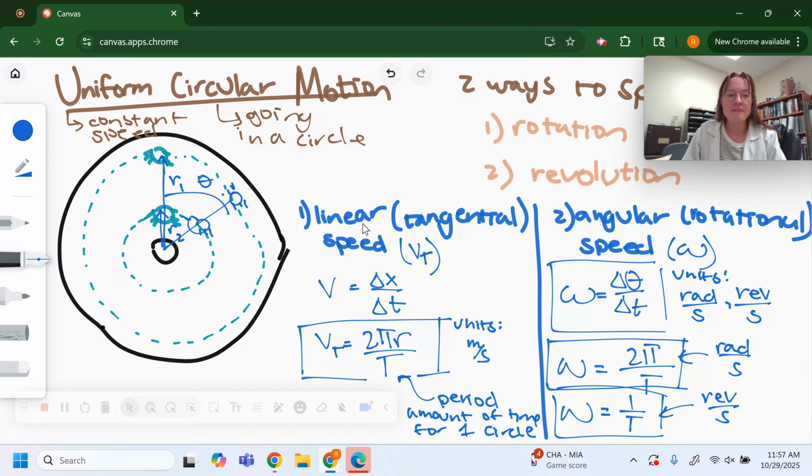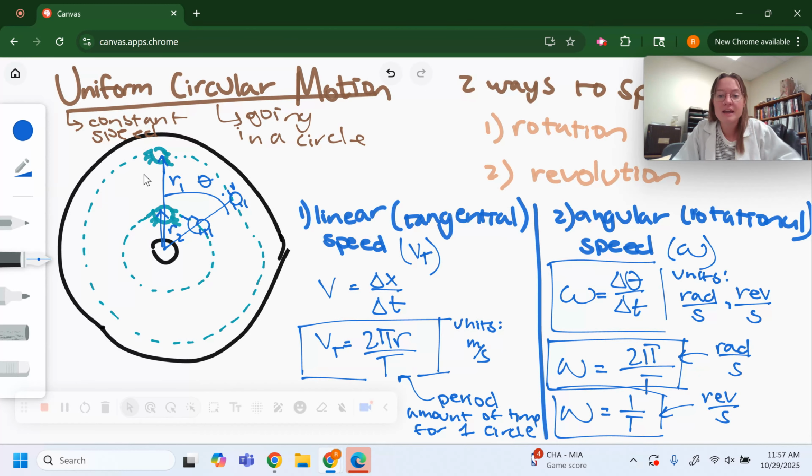Now, if you were on a merry-go-round and you wanted to choose the fastest horse, you should probably choose the horse on the outside because the speed that you're going to be feeling most of the time is going to be your linear or your tangential speed. So the outside horse actually does move faster than the inside horse because it covers more distance in the same amount of time.